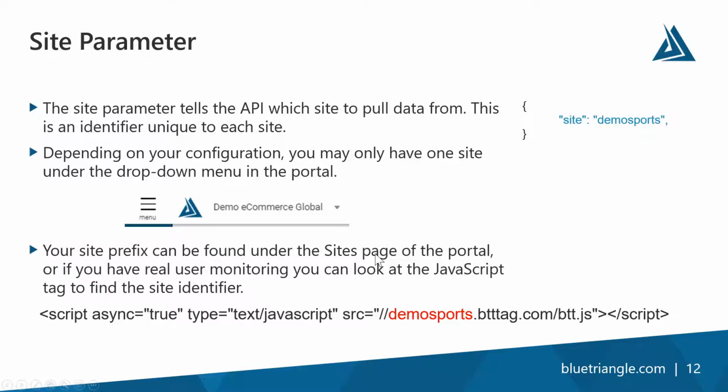And these prefixes, we call them prefixes because if you look down at this script source line, there's demosports in front of the btttag.com/btt.js, like I mentioned. So whatever this is for you can be found on the sites page of the portal. And as I mentioned, if you have a JavaScript tag, it's going to be the host name here in this source include line. All right, so that is the site parameter.